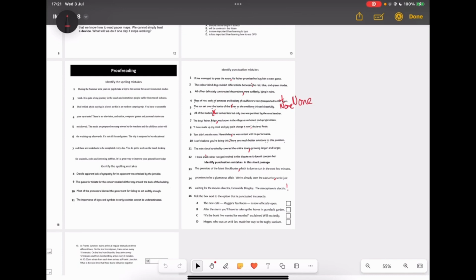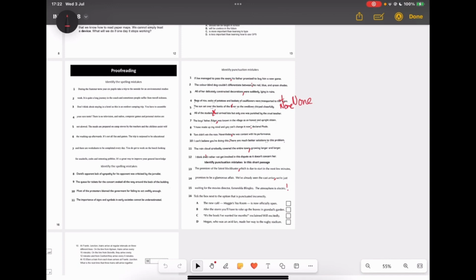16. So tick the box next to the option that is punctuated incorrectly. So the one where the punctuation is wrong. So A, the new cafe, dash, Maggie's tea room, dash, is now finally open. B, after the storm, you'll have to rake up the leaves in Grandad's garden. C, it's the book I've wanted for months, exclaimed Will excitedly. And D, Megan, who was an avid fan, made her way to the rugby stadium.